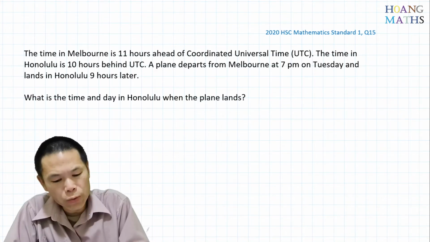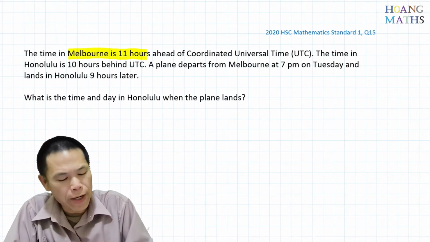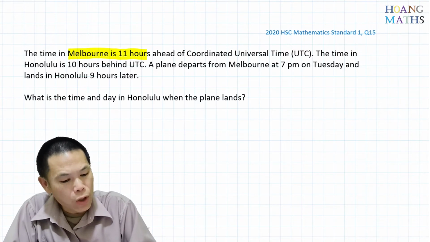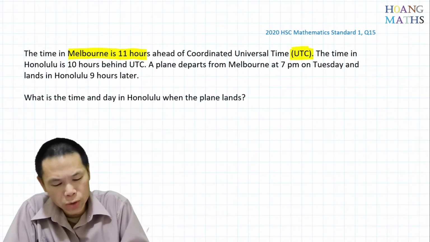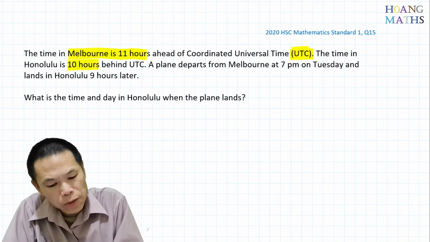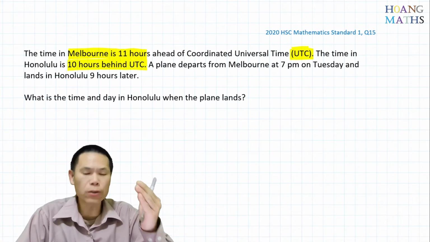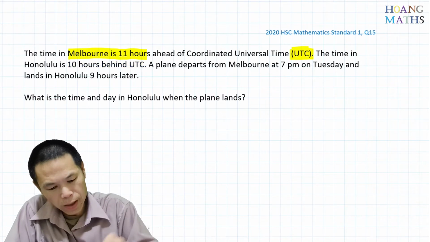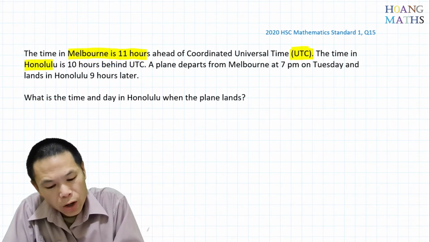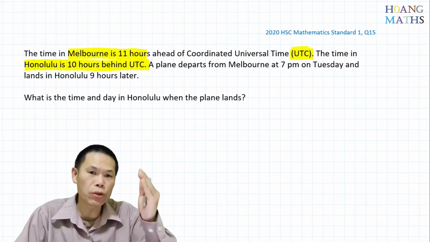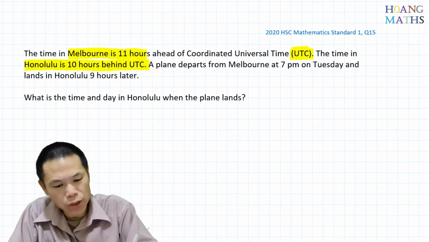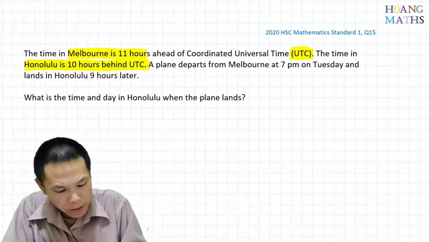So first of all, we know that Melbourne is 11 hours ahead of Coordinated Universal Time, whereas Honolulu is 10 hours behind Coordinated Universal Time. So let me just draw a timeline first.